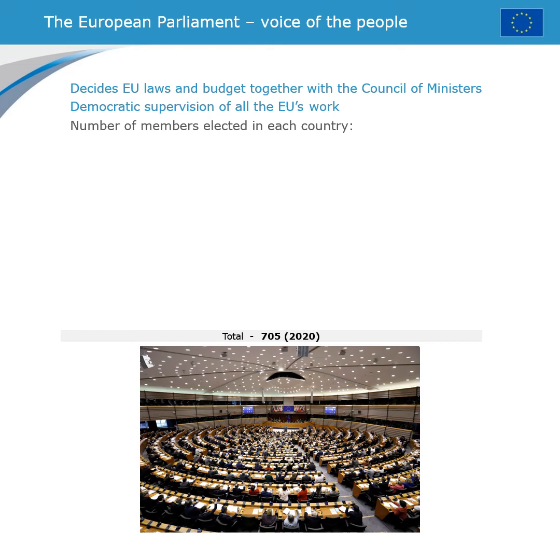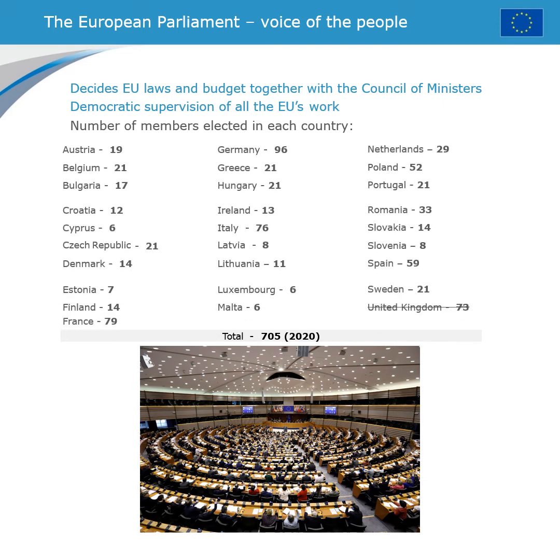Let's talk about the European Parliament, the voice of the people. The European Parliament, like all parliaments, does mainly two things. It makes laws and it makes the budget. It decides about the budget. It works together with the other parts of the EU. And you see, it's a very big parliament. It has 705 people split among countries.